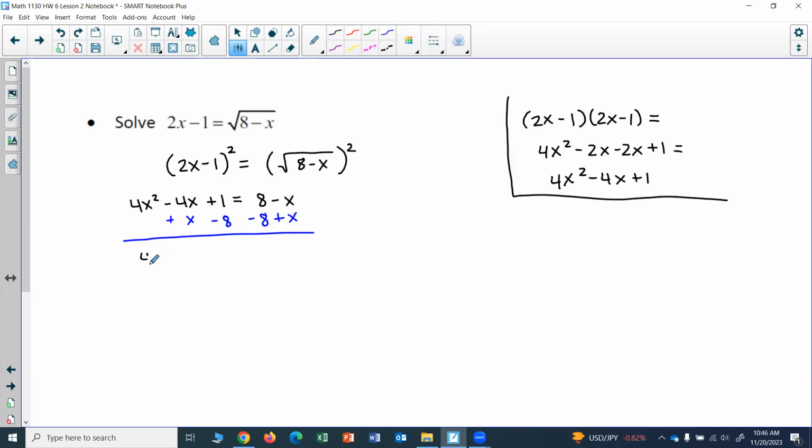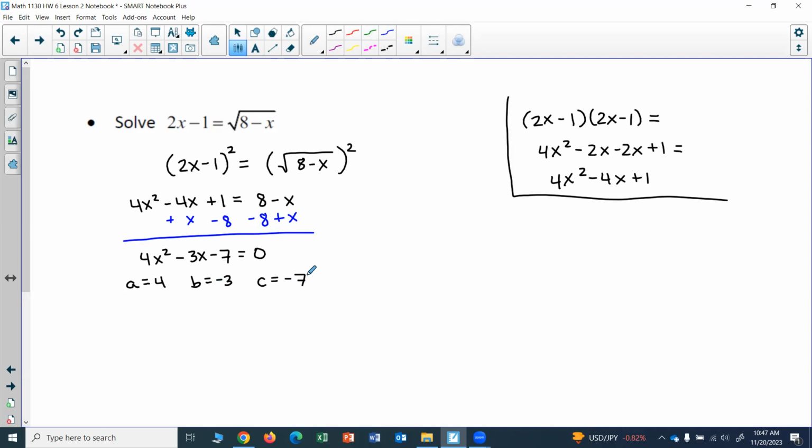I'll have 4x squared. Negative 4x plus x gives me minus 3x. And then 1 minus 8 gives me a minus 7. So 4x squared minus 3x minus 7 equals 0. Now, I could try to factor this, or I could just go ahead and use the quadratic formula. So I have a equals 4, b equals negative 3, and c equals negative 7.